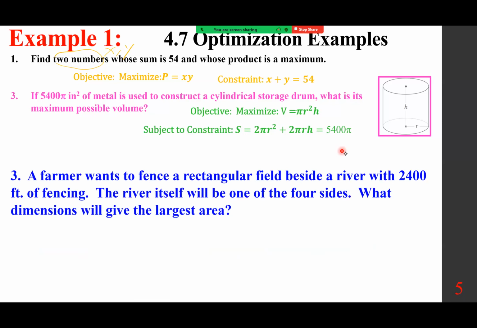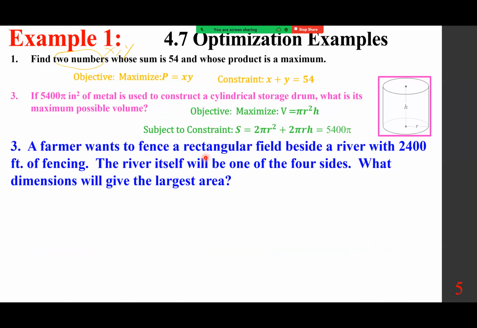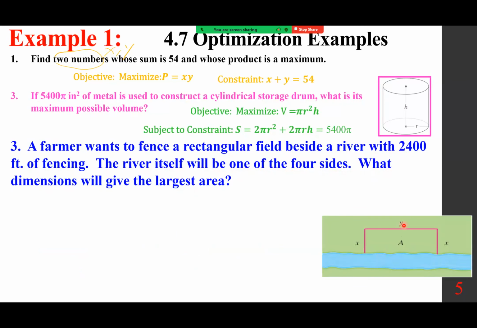Here's another example. A farmer wants to fence a rectangular field beside a river with 2,400 feet of fencing. The river itself will be one of the four sides. What dimensions will give the largest area? Again, the drawing. First and foremost, you have a drawing like that, and you define your variables. The x represents the width, y represents the length, A represents the area.